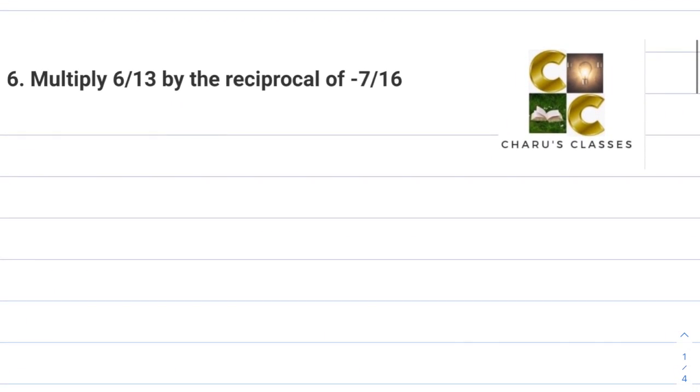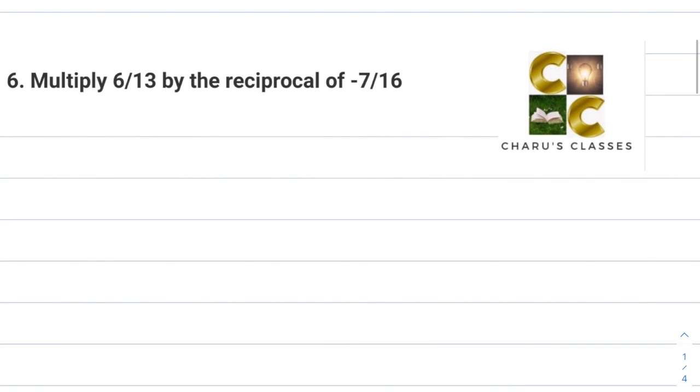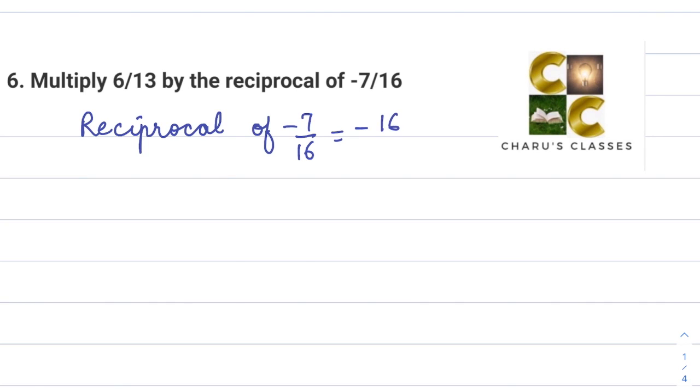Question number 6. Multiply 6 by 13 by the reciprocal of minus 7 by 16. So let's first find the reciprocal of minus 7 by 16. इसका रेसिप्रोकल हो जाएगा इसका उल्टा, एंड क्योंकि ये नेगेटिव है तो हम नेगेटिव साइन ऊपर ही रखते हैं. सो रेसिप्रोकल इज गोइंग टू बी minus 16 by 7.